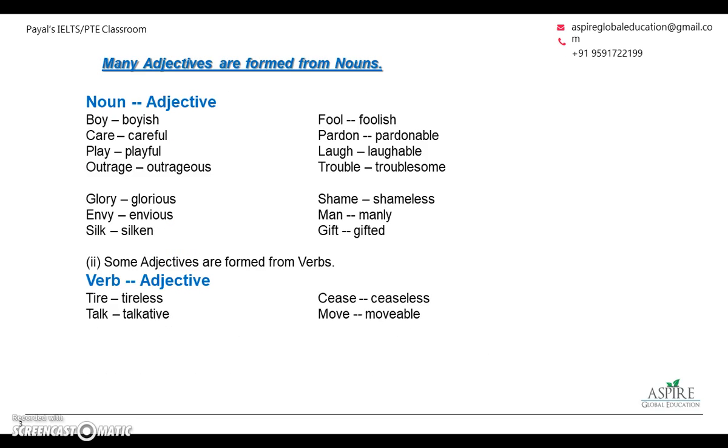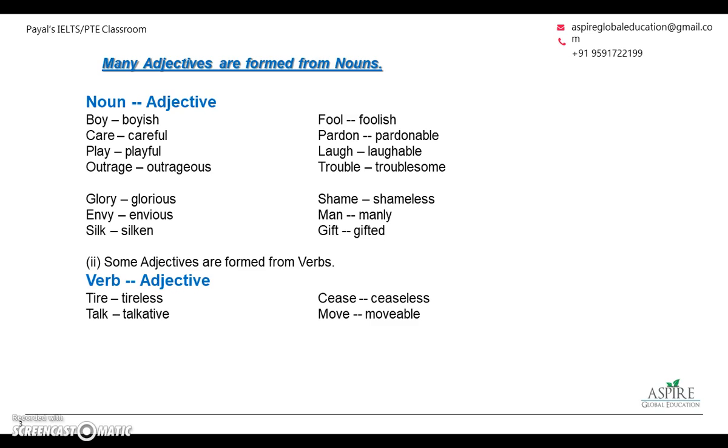Now let's try to see how adjectives are formed from nouns. The word boy is a noun and it can be used as an adjective when it is changed to the form boyish. Similarly, fool, foolish, care, careful, play, playful, laugh, laughable. Let's make a sentence. He's a fool to have believed his friend. Here, the word fool is acting as a noun. How foolish of him to have believed his friend. The word foolish is acting as an adjective because that word is describing he.